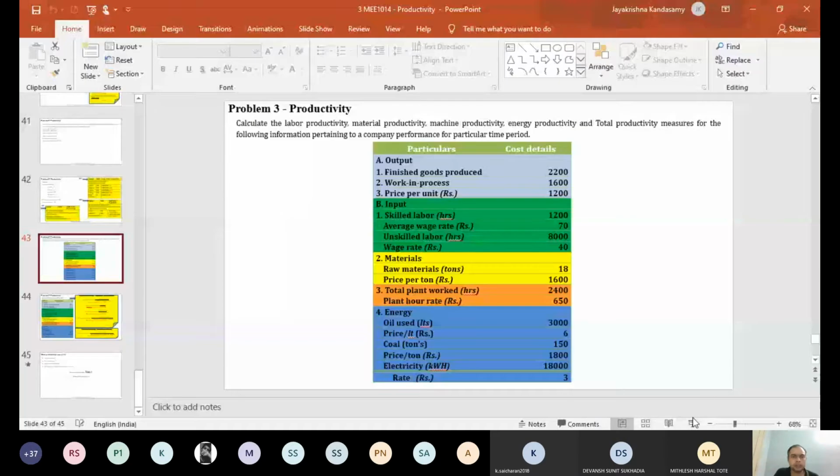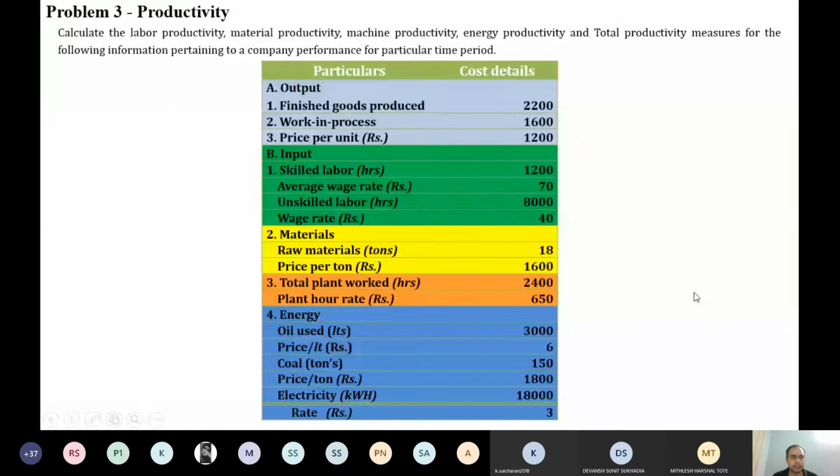So just look at this problem. This is a problem given to you. In your examination, only this kind of problems you can expect. There will be big data given to you, and you will be asked to find different productivities like single factor productivity, multi-factor productivity, and total productivity. The three types of productivity they will ask you to calculate by giving a set of data. So this is the set of data in this problem.